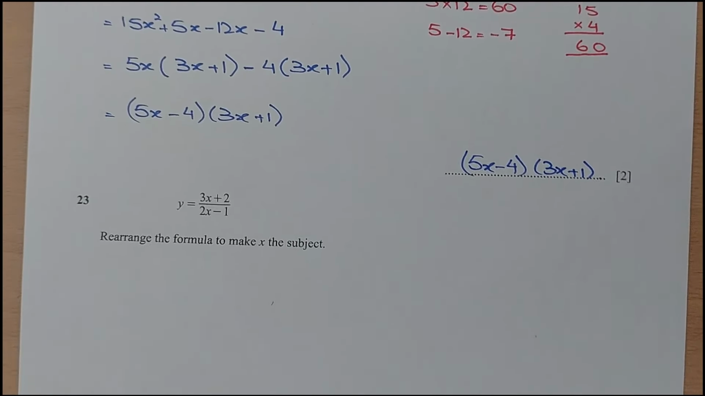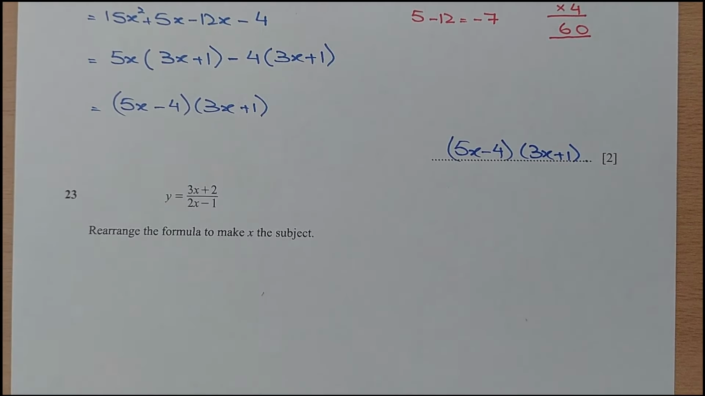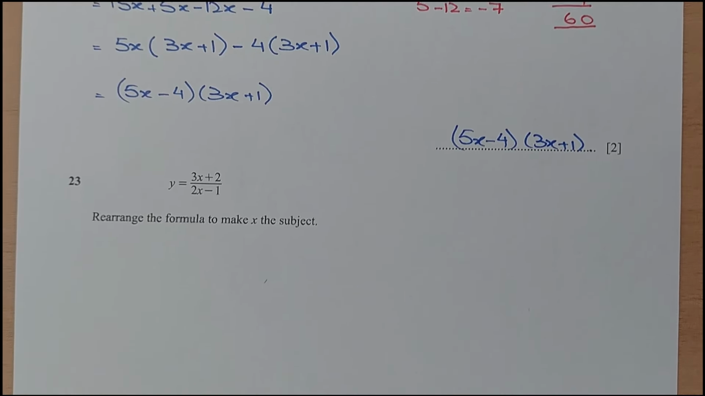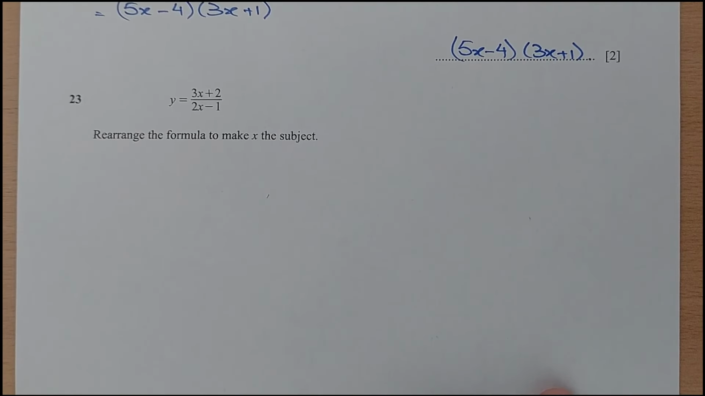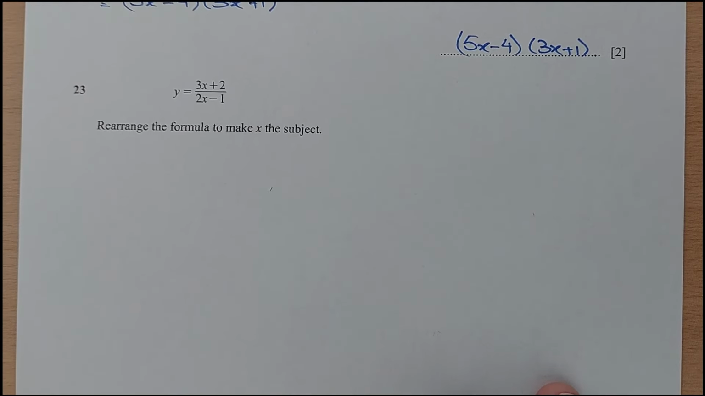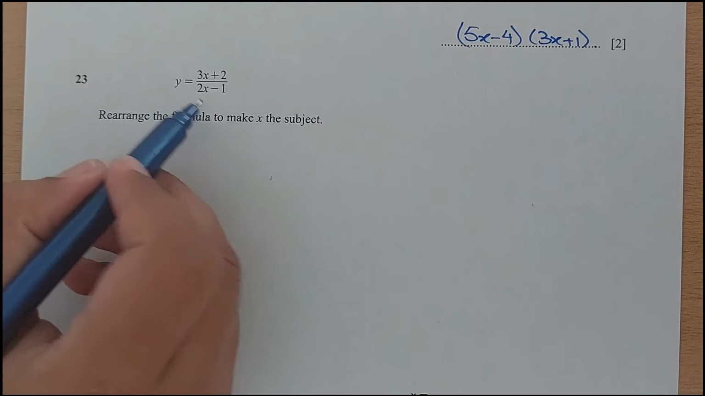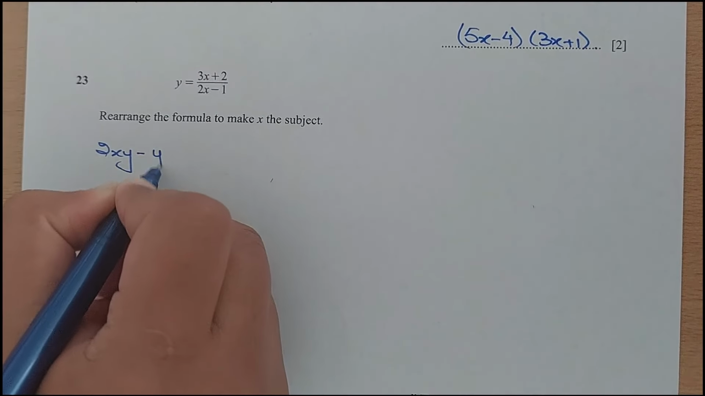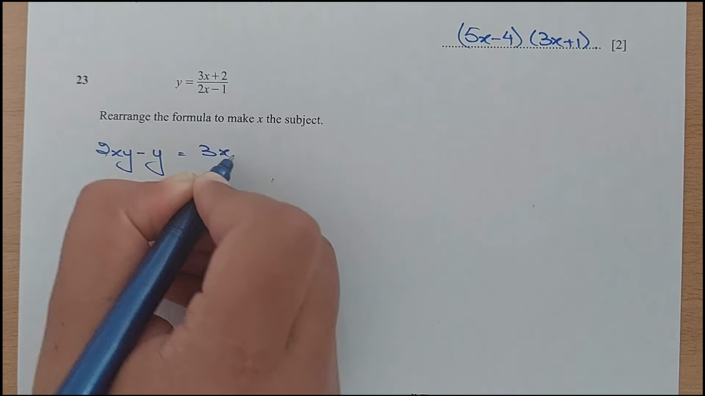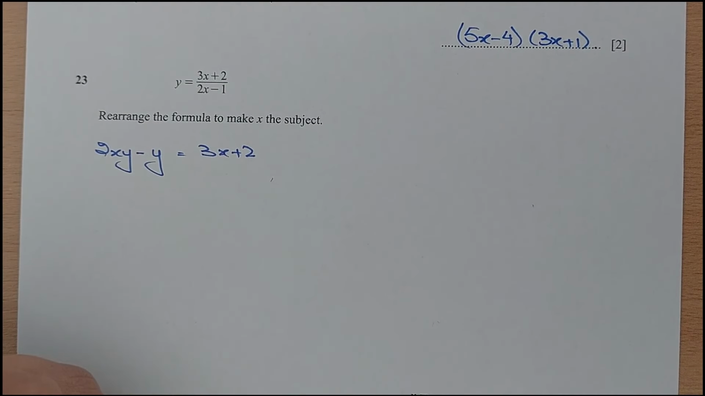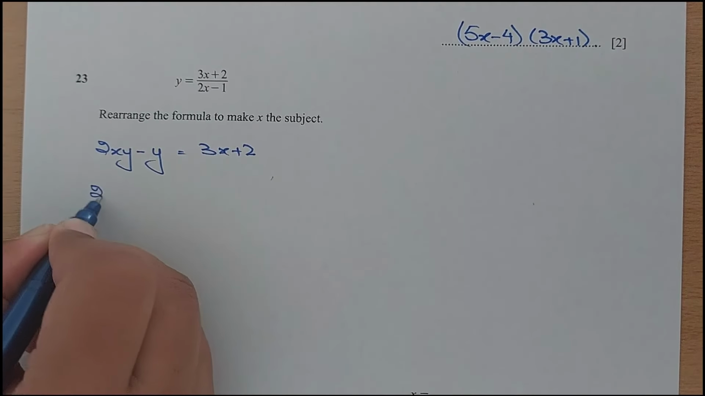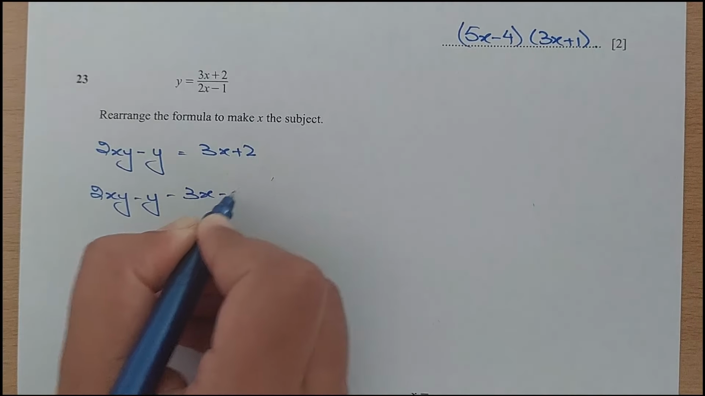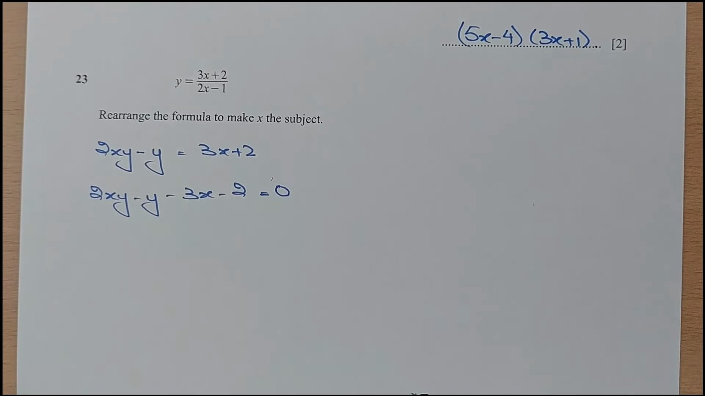Okay. Question number 23, y is equal to this. Rearrange the formula to make x the subject. Okay, so that's pretty easy. We just need to start with the cross multiplication. So these are going to multiply. So 2xy minus y equals 3x plus 2, right? And then shifting all the terms to the left. So 2xy minus y minus 3x minus 2 equals 0, right?